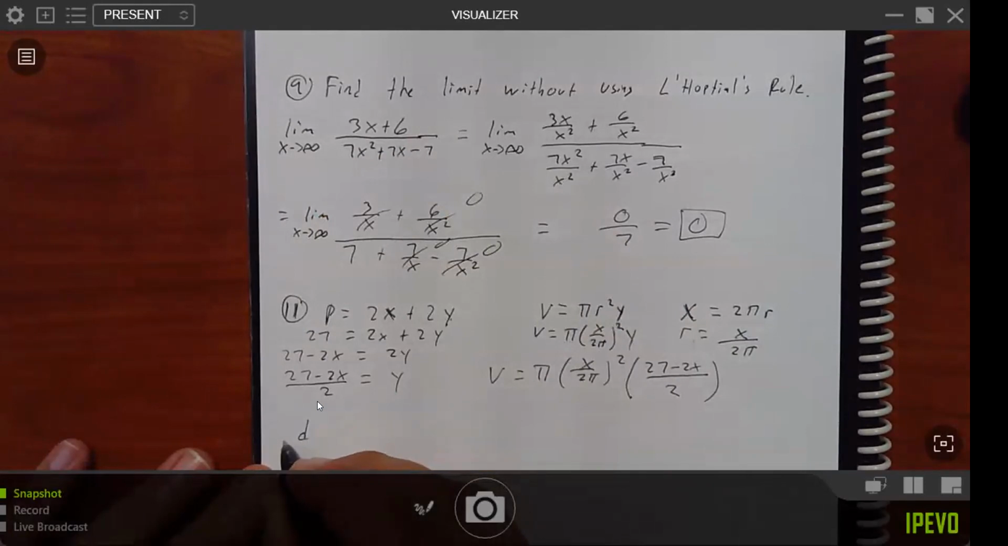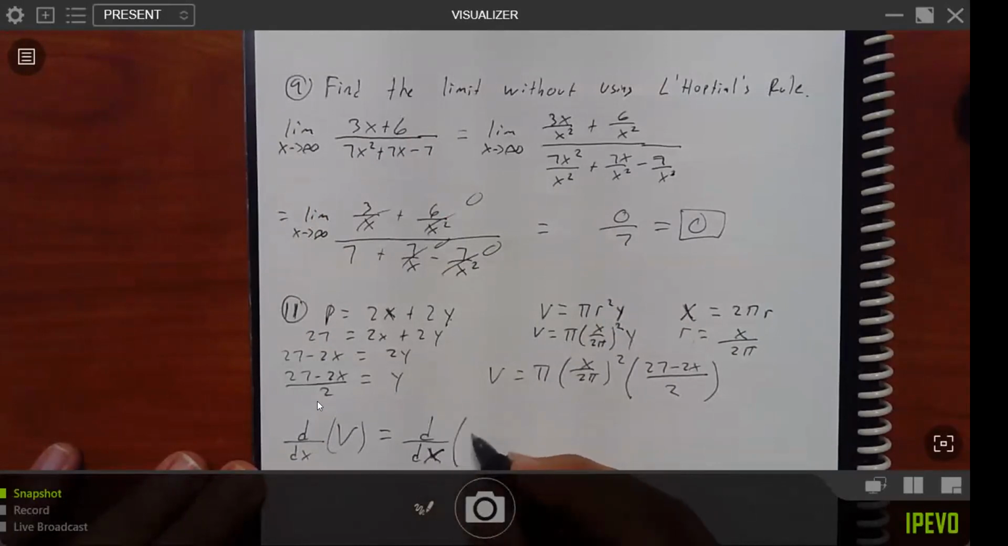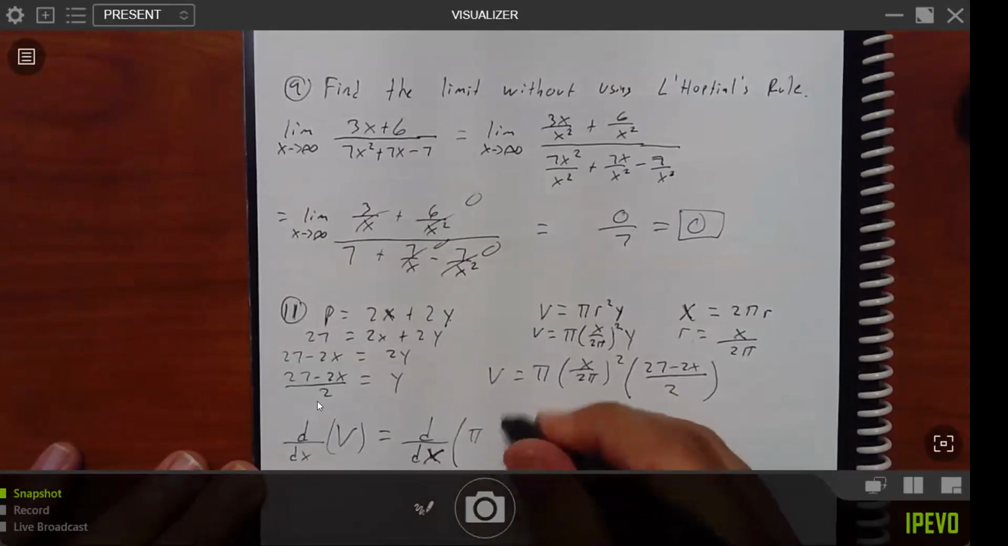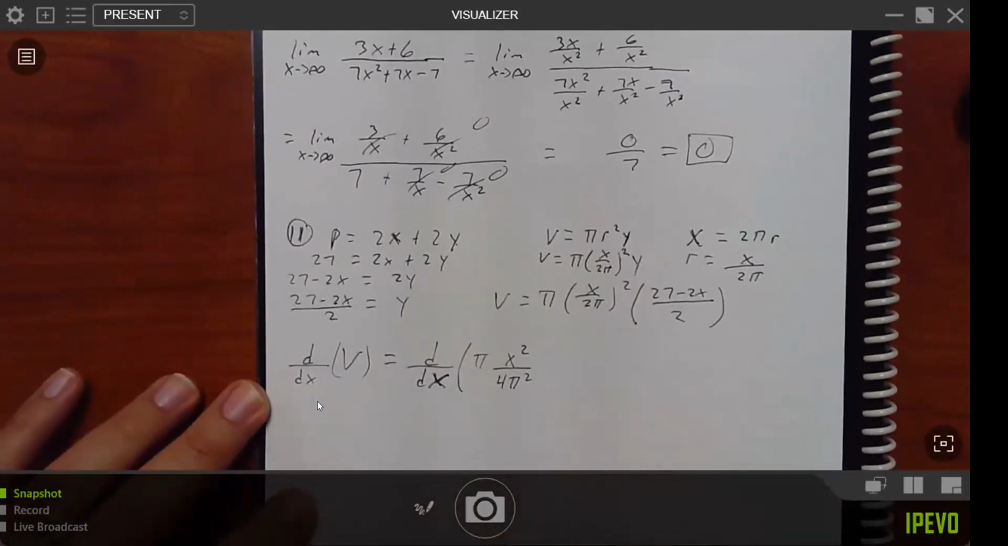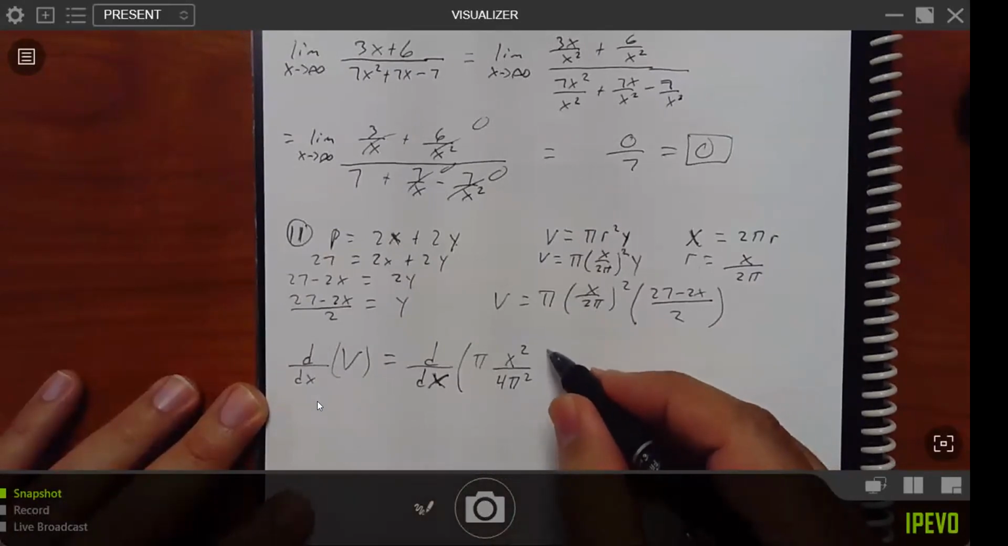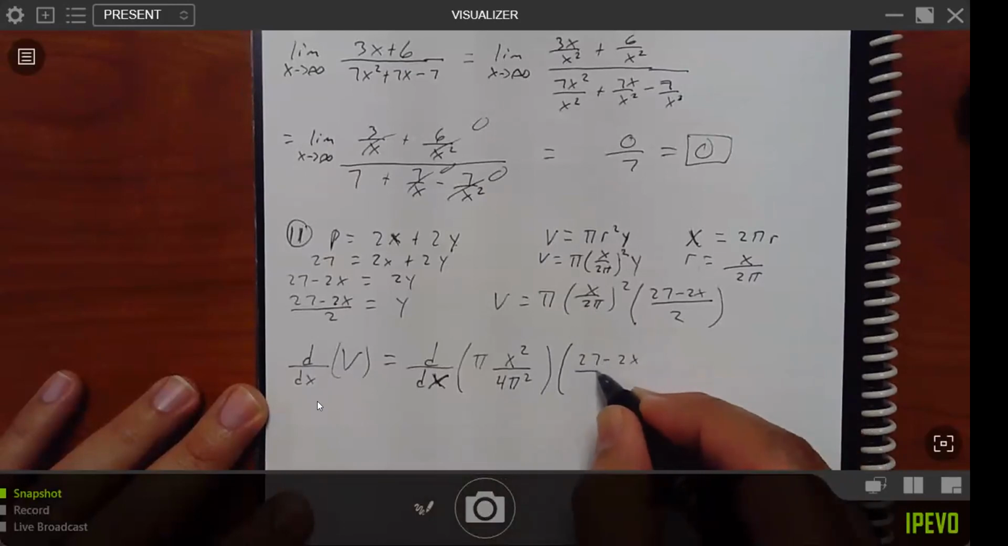So that's when you do the derivative with respect to x. Go ahead and multiply this out, I guess. That will be x squared over 4 pi squared times 27 minus 2x over 2.